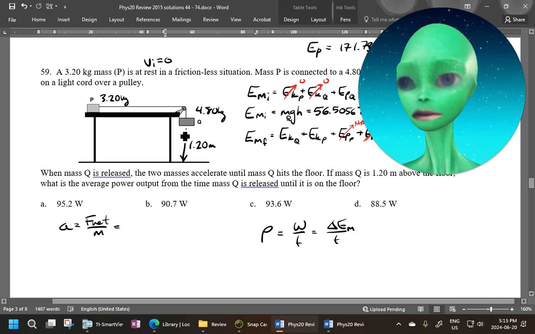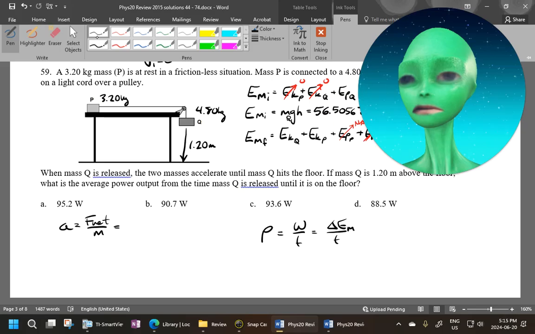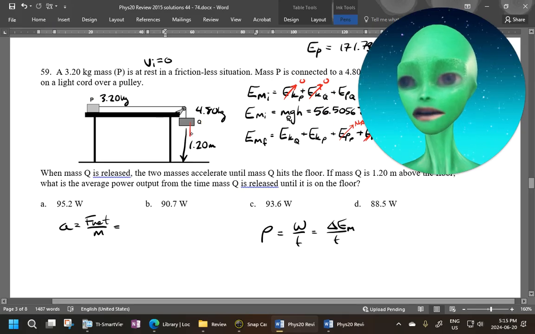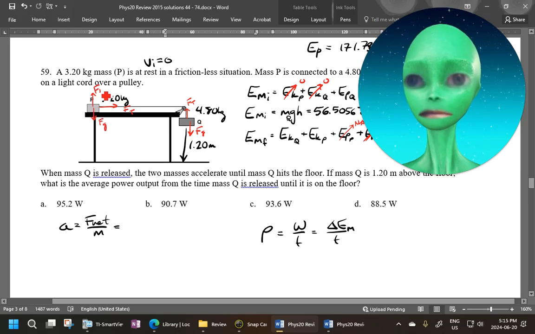Well, if I do a whole calculation here, I could draw a little free body diagram. We have gravity pulling this down. We have some other forces, like tension holding this up. We have the tension pulling this forward. We have no friction. We have gravity. We've got normal on this one here.